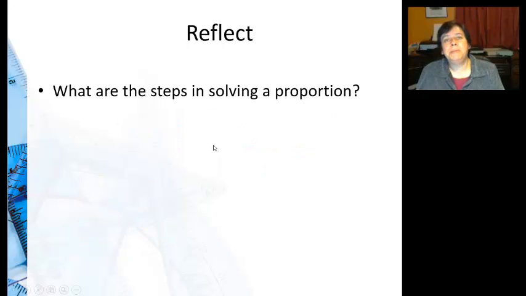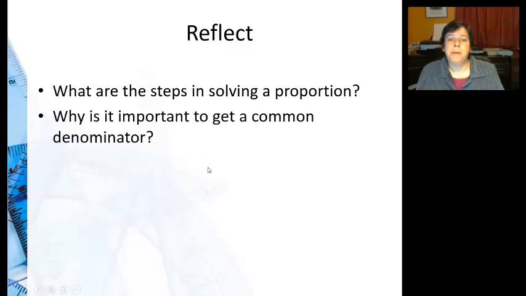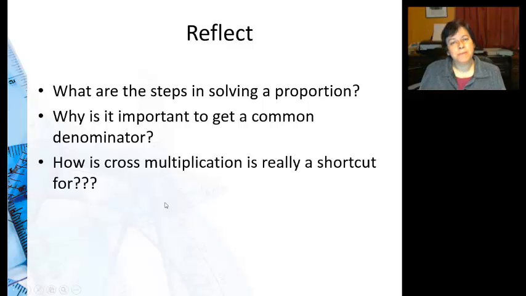So what are the steps involved in setting up a proportion? Why is it important to get a common denominator when solving these? And you've probably heard of cross multiplication. That's really a shortcut for something I was doing. So see if you can see the link.